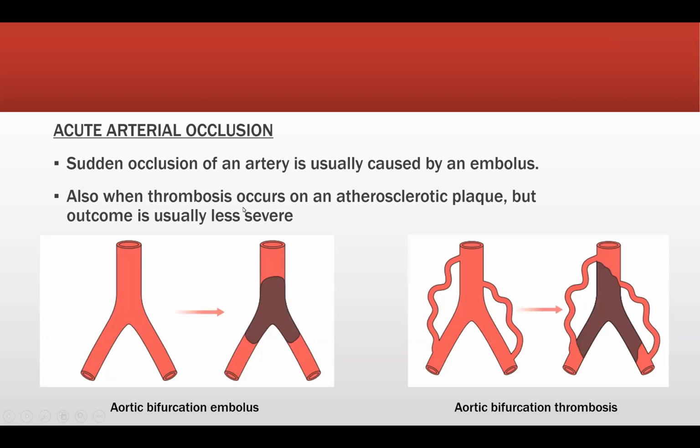The other cause of arterial occlusion, as said by sir, is thrombosis, which occurs due to atherosclerotic plaque, but the outcome is usually less severe. In embolus, the source of embolus might be a recent myocardial infarct or atrial fibrillation, and it causes severe and dramatic symptoms. But in case of thrombosis, the claudication is worse, but there is no dramatic event because there is a network of collaterals formed, as seen in this picture.